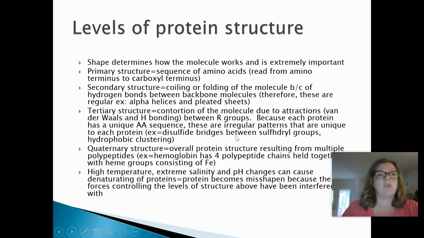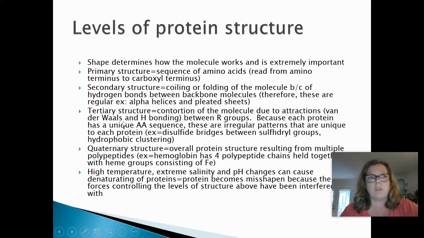I think what's hardest for students to understand is the difference between secondary and tertiary. Remember that the secondary is solely due to the backbone of the molecule. Tertiary structure gets very irregular because now you're taking into consideration the side chains that are sticking up and how they're going to interact with one another. This is best described as a contortion. It's this very irregular pattern. Secondary structure is usually pretty regular. Tertiary structure is not.